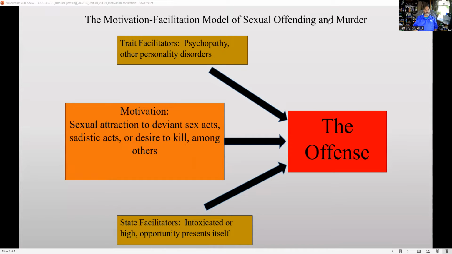Power and control may be part of it, but there are some sex offenders that it's not so much about power and control as it is that they have the trait of being immature, and their motivation is to find someone to connect to that they feel comfortable with, kind of the opposite of power and control. But this person might have sexual attraction to sadistic acts, either sexual or non-sexual.